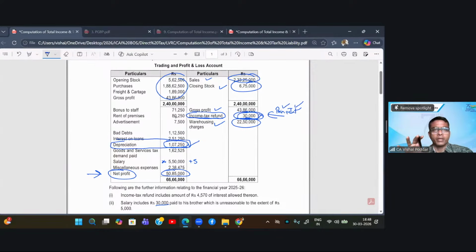Is income tax refund... Sorry, what was your question? I missed that. My question is, this entire 30,000 which is credited to your P&L is made up of two components: principal, that is the refund amount, plus the interest because the refund is received late, correct? Now my point is whether this principal and interest is income under the head business. No. Entire 30 is not income under the head business, correct?